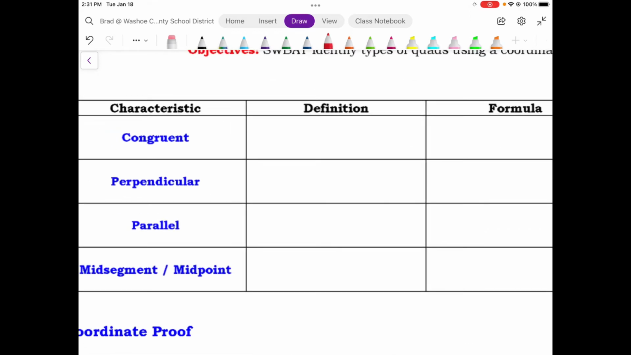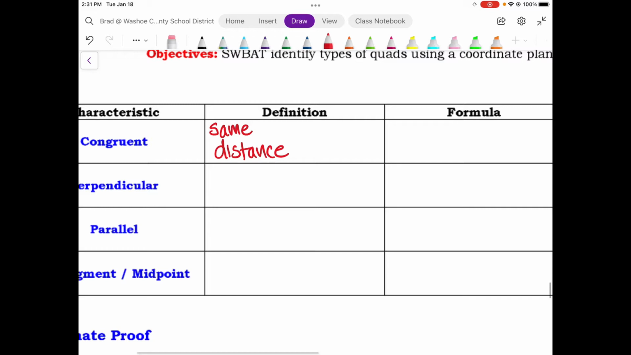Some of the properties that we've talked about so far are that parallelograms and squares and all that have congruent sides. If that is the case, that means that they have the same distance. That same distance would imply that I would use the distance formula of x2 minus x1 squared, and then y2 minus y1 squared, and then the square root of all of that.